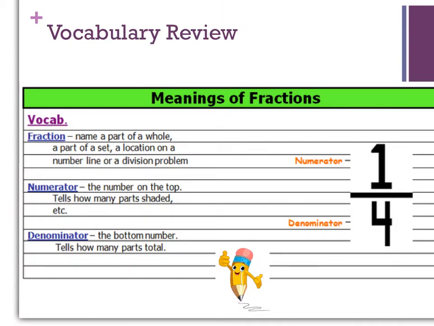Let's start with the review of what we know about fractions. Remember that a fraction represents part of a whole. The numerator is the top number. It tells how many parts are shaded. And the denominator is the bottom number. It tells how many parts in total. If I were to draw a picture of the fraction 1/4, I would have one whole split into 4 pieces, and I would have one of those 4 pieces shaded to show 1/4.